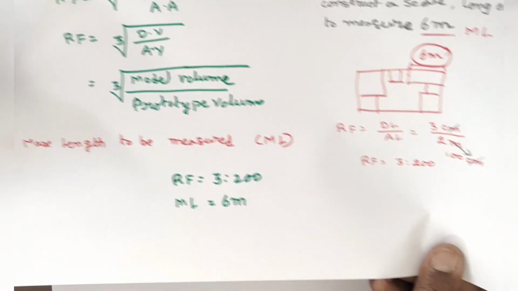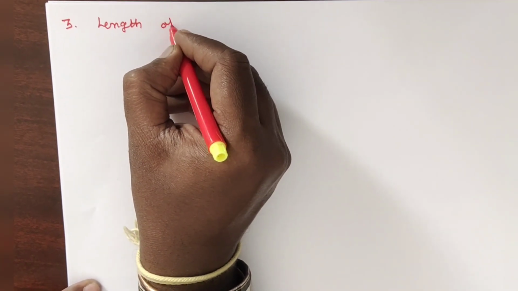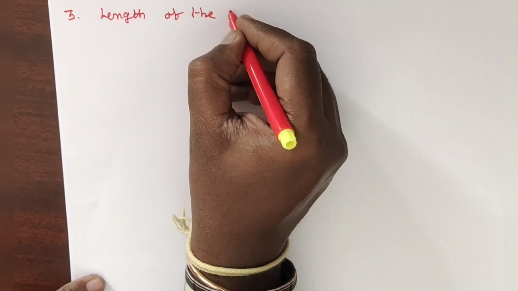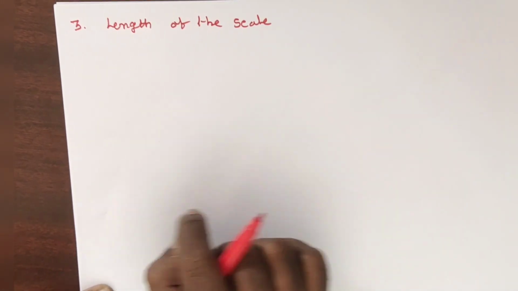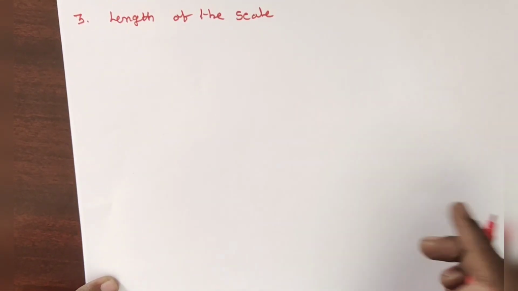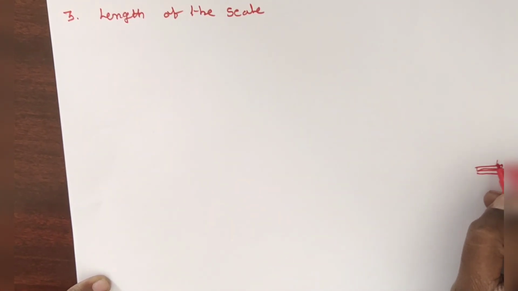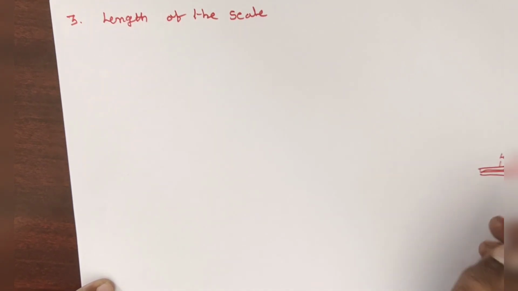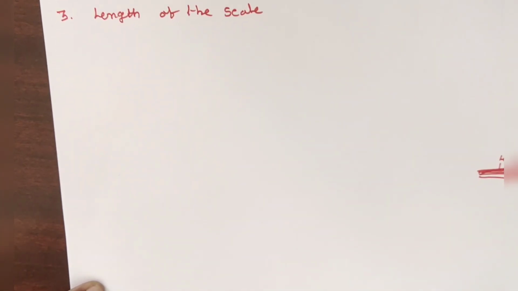After knowing the representative factor and maximum length to be measurable, what do we need to find out? The third one we require is the length of the scale. How much length should the scale be constructed for? Once you observe there, they drew it like this, where 400 kilometers is shown. So how much length have they drawn? That is what we require.